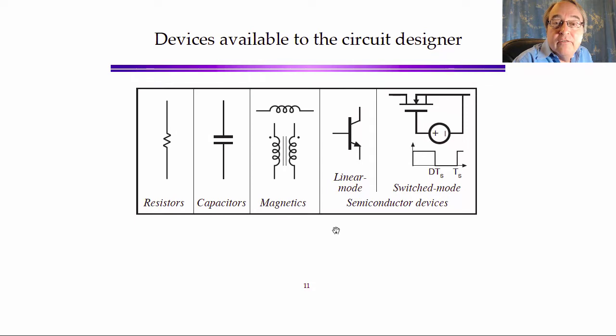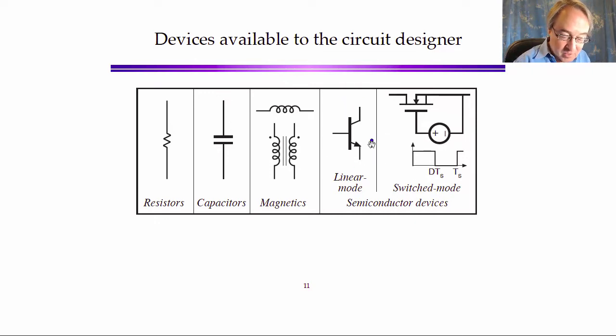How do we build a circuit that changes the voltage with high efficiency? Here's a diagram of, in general, the different categories of electrical circuit elements that we have: resistors, capacitors, magnetics, including transformers and inductors, and semiconductor devices that here are generally grouped into two categories.